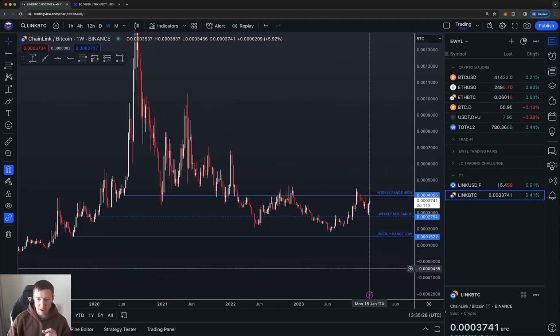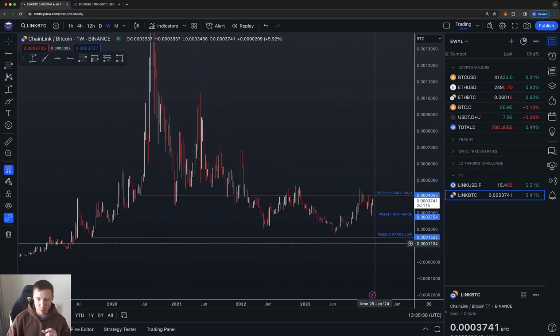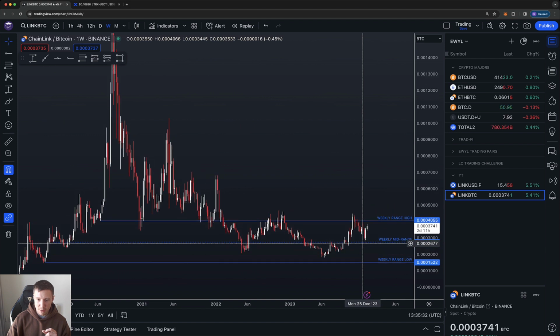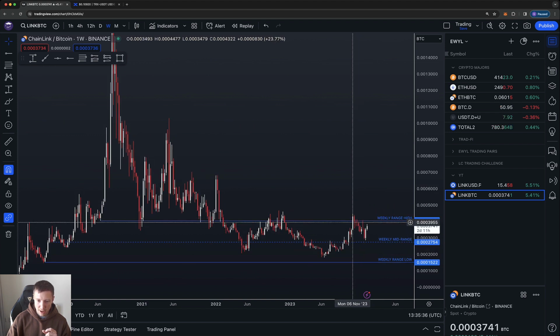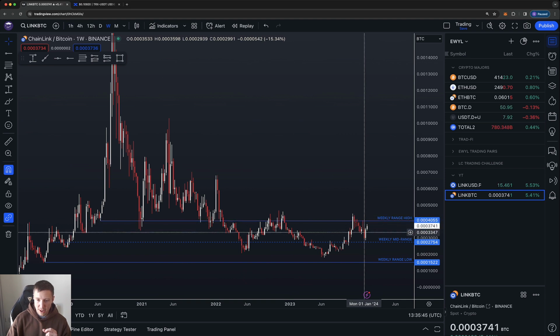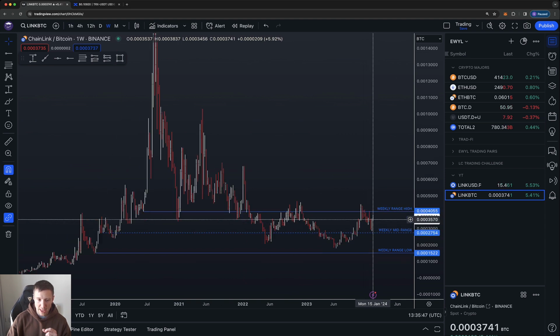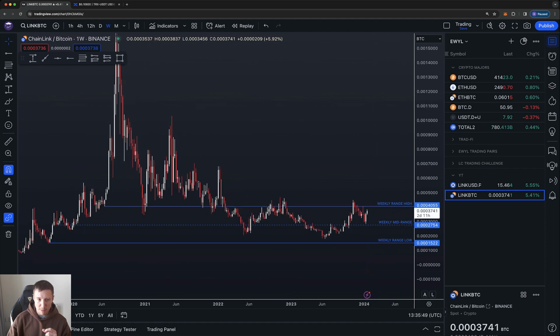We did come up. I talked about wanting to have your bags packed before we break out of this weekly range high. And as you can see, we had another little false breakout back on the week of the 6th of November. Little deviation and back inside, and a little bearish retest there as well on the week of 25th December. So we're just chopping around in this range for now, but again, you want to be having your bags packed before we break out.